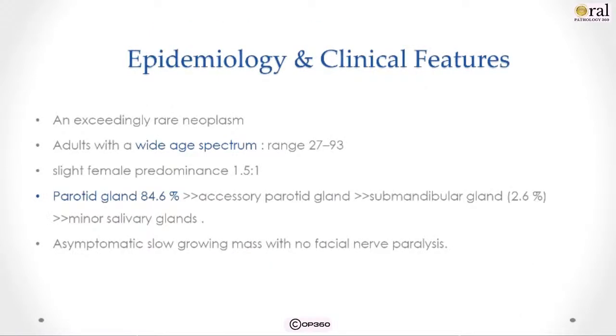Low-grade intraductal carcinoma is an extremely rare neoplasm with a wide age spectrum ranging from 26 to 93 years old. Slight female predilection was seen within this neoplasm. The parotid gland is the most common site of involvement, followed by accessory parotid, submandibular gland, and minor salivary glands. An asymptomatic, slow-growing mass with no facial nerve paralysis is the most common clinical presentation of these patients.